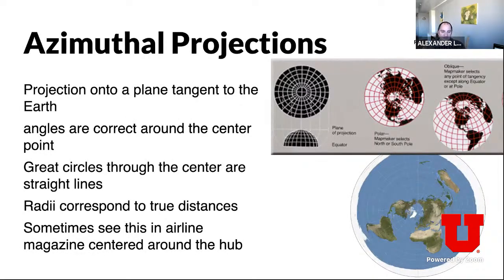Another type of projection is the azimuthal projection. Here, you take a tangent on the Earth, on the sphere, and then project this onto the plane. That makes it nice that angles are correct around the center point, and great circles that go through the center are straight lines. This is something you would sometimes find in an airline magazine where their hub is at the center of this projection, and then all of the planes radiate out from that.